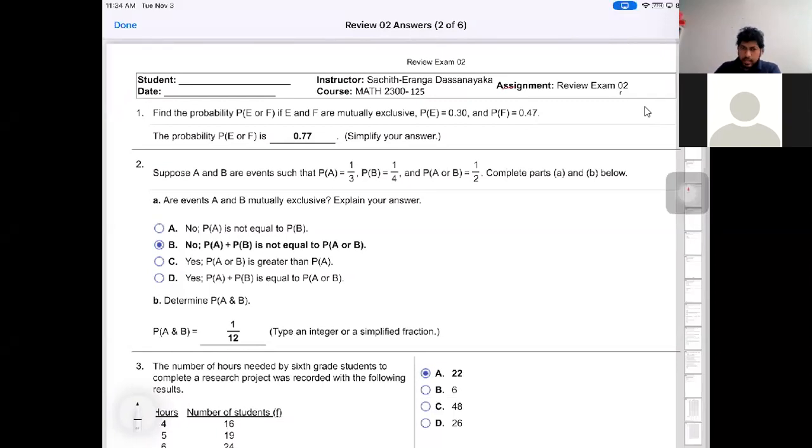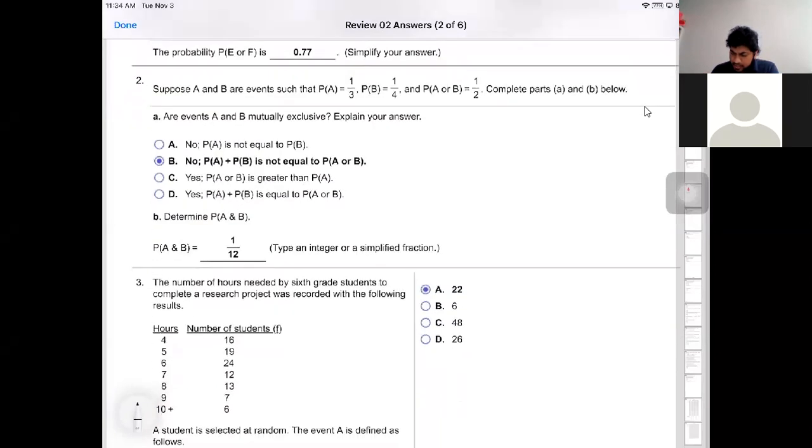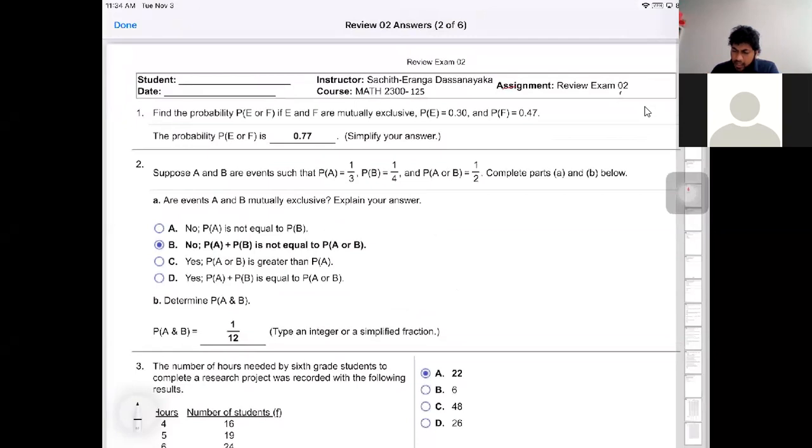Okay, I'll start from question number 1. This is the review which I sent you with the answers. You can find the handwritten answers for this review on the blackboard as well. I think I have given answers as well. Let's start from these questions, and if necessary, let's move to the theoretical parts as well. Okay, find the probabilities.